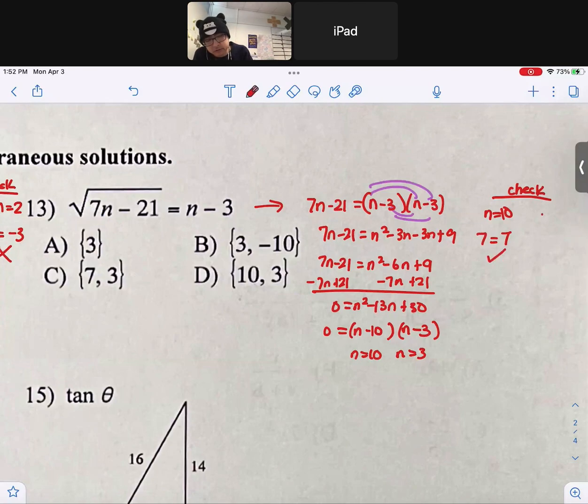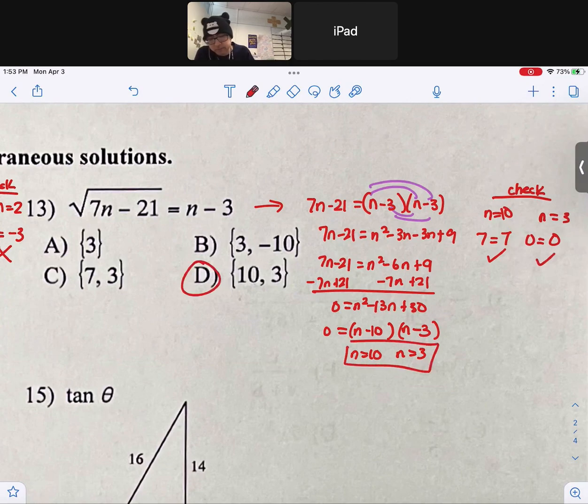So that works. If you guys plug in 3, 3 minus 3 is 0. If you guys plug in 3 into here, 7 times 3 is 21. 21 minus 21 is 0. Square root of 0, 0. They both work. So both of these answers should be our answer, which should be D. So that's your guys' radicals.